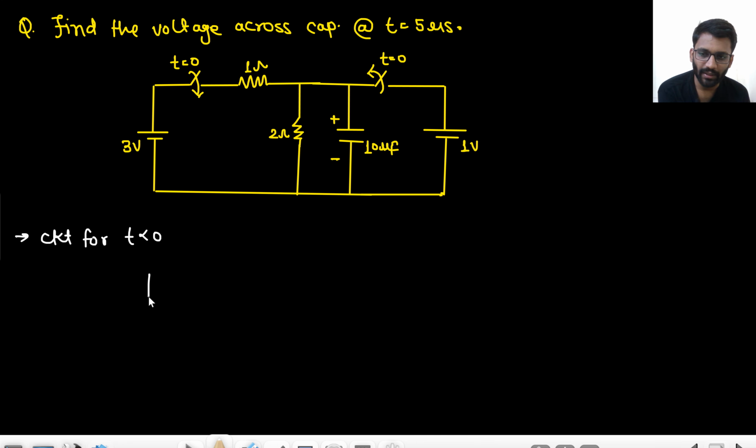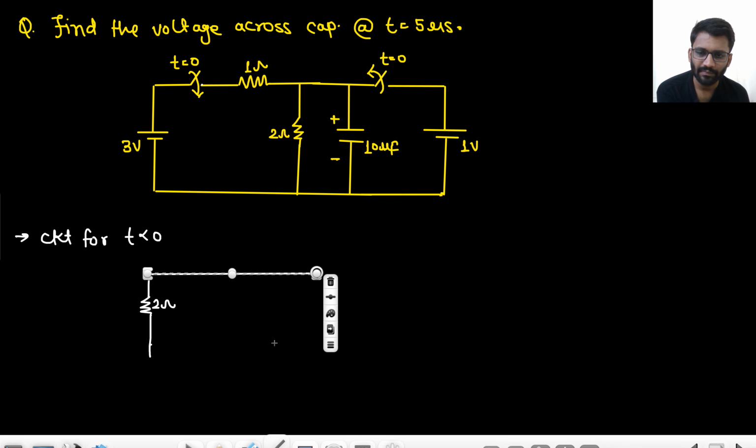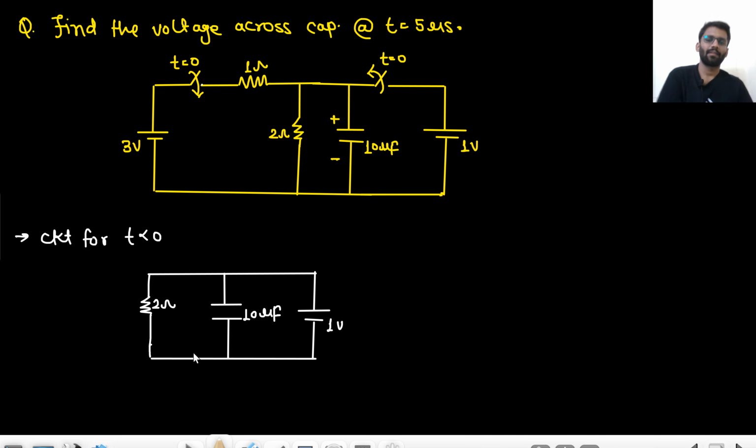So this will be open circuited. So only this 1 ohm will not come into action because one end of this will be open ended. Only this 2 ohm will be there. And here we have 1 volt. This 2 ohm is there, and here we have this 10 microfarad capacitor. And this is the voltage value. We will call it VC.